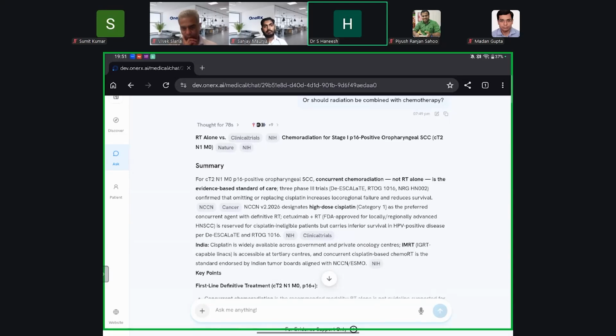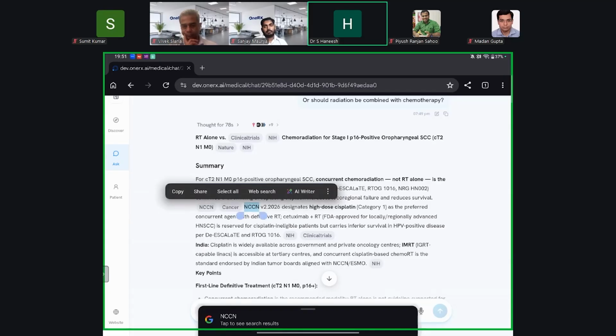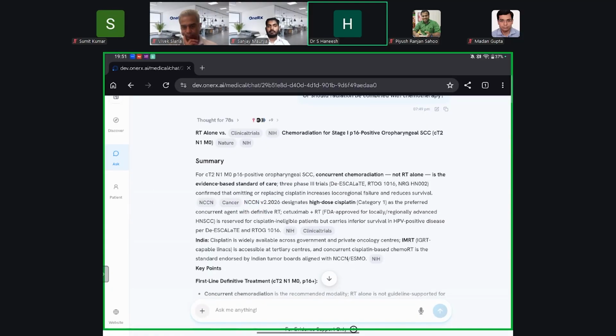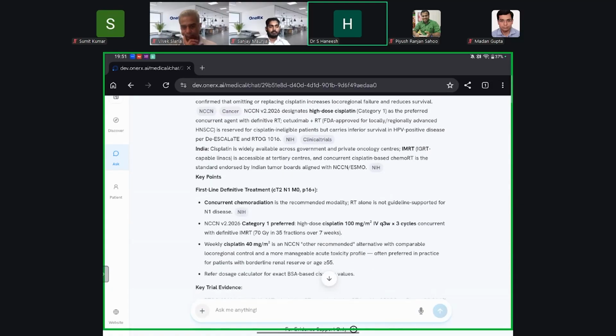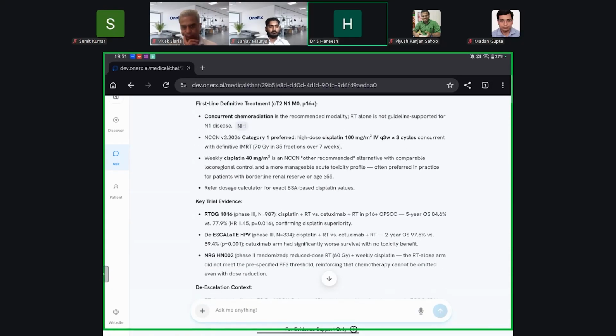And we need to know what the NCCN guidelines say. So here NCCN guidelines reserve definitive radiation alone primarily for T1 to T2 N0 disease, and N1 disease generally requires concurrent chemotherapy. And what evidence supports the chemotherapy? Here we can see the key trial evidence: RTOG 1016, a phase 3 clinical trial of cisplatin plus RT versus cetuximab plus RT in p16 positive squamous cell carcinoma. Here we got a survival benefit of 84.6 percent, confirming cisplatin superiority.